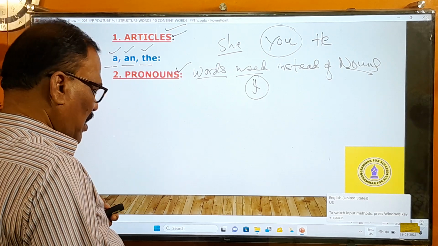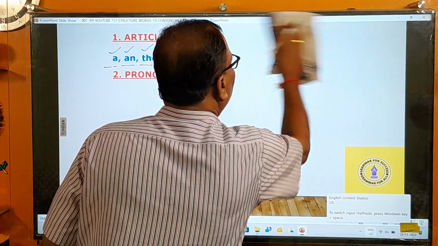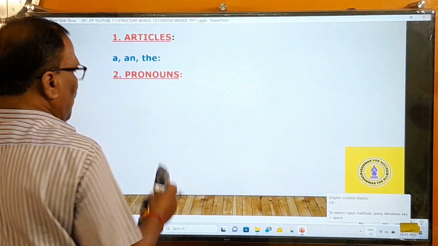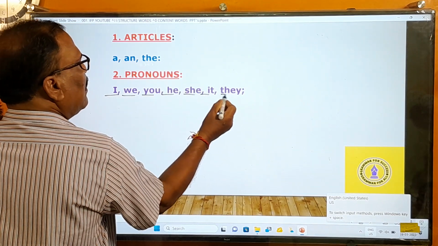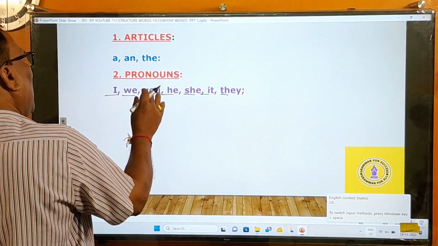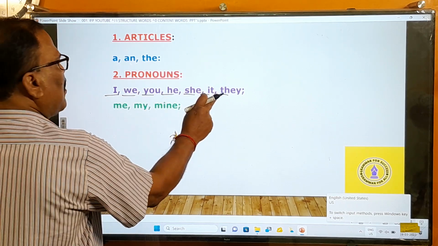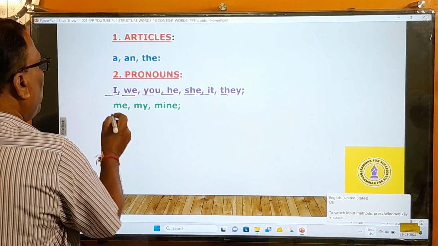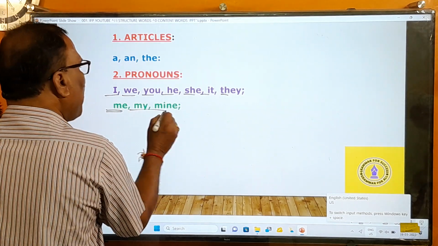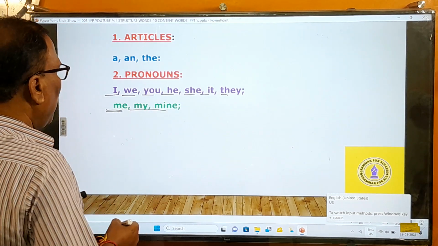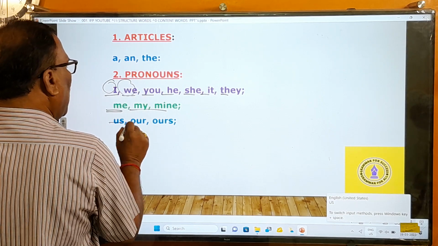And what are the pronouns? Now let us learn about them. Here, I, we, you, he, she, it, they. You can say these are the main pronouns, and these are the other pronouns that come from these. Me is an objective case of pronoun. In the objective case, my, mine, possessive case pronoun. So from I, these come. We, you, us, our, ours.